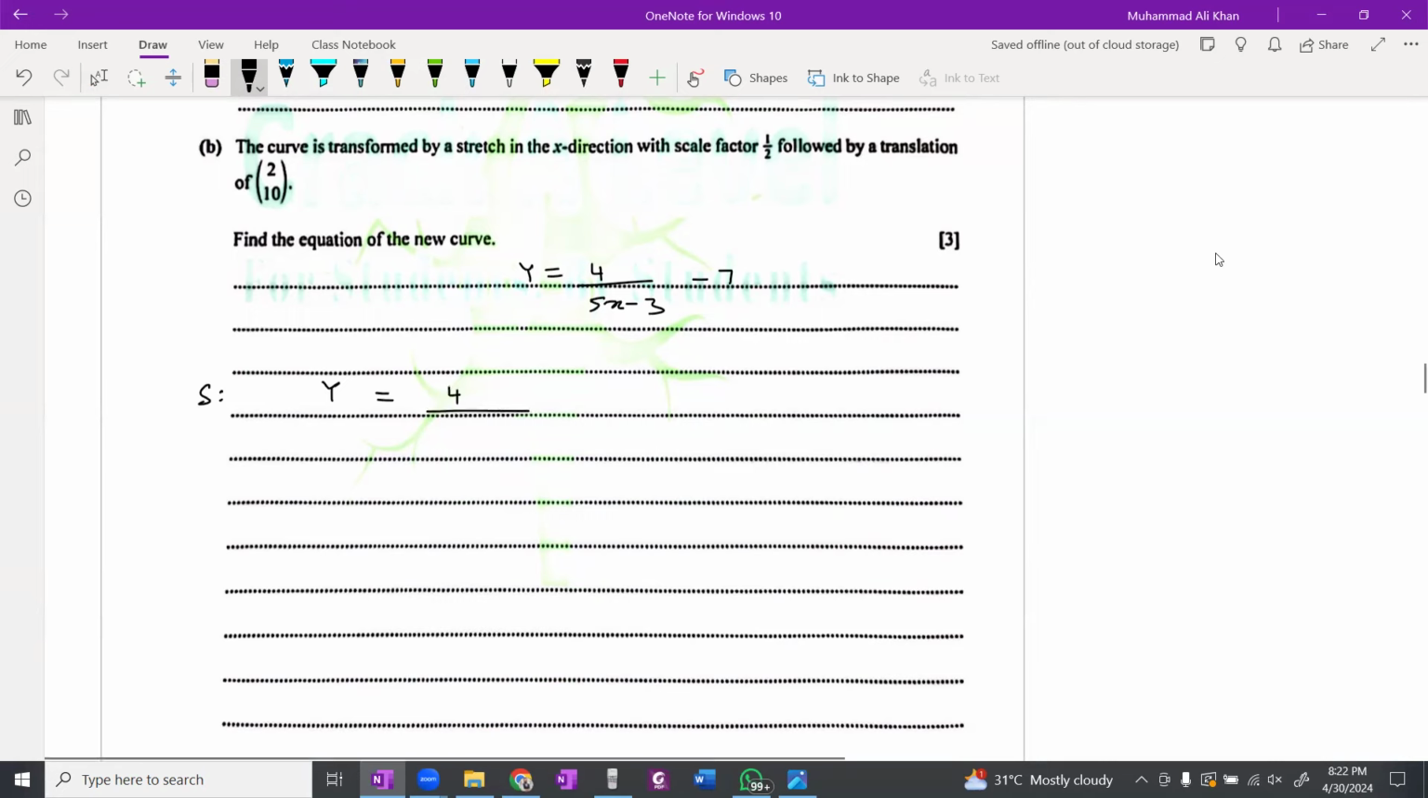And here, a stretch in the x direction with a scale factor 1 upon 2. It means we have to multiply x with 2. So it will be 5 in the bracket 2x minus 3. All the remaining elements will remain the same. So it will be 4 upon 10x minus 3 minus 7.